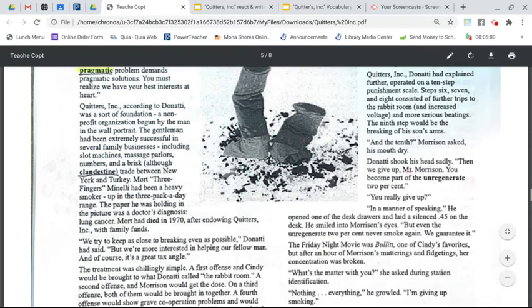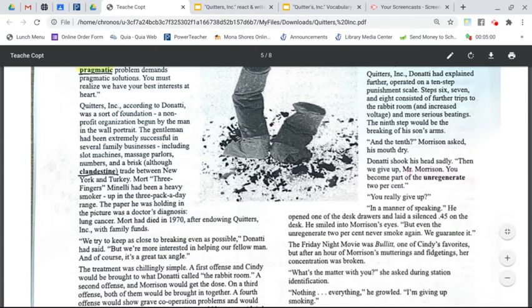"You really give up?" "In a manner of speaking." He opened one of his desk drawers and laid a silenced .45 on the desk. He smiled into Morrison's eyes. "But even the unregenerate 2% never smoke again. We guarantee it."